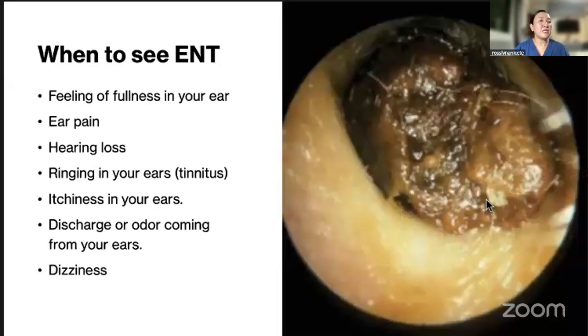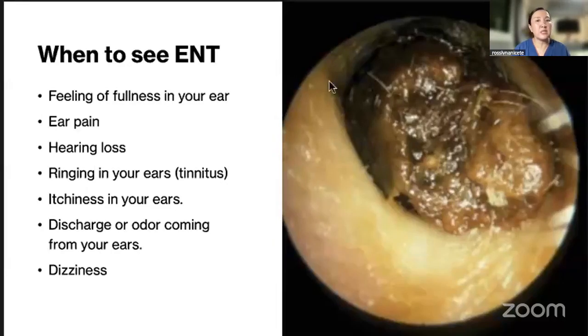So when do you need to see an ENT? If you have a feeling of fullness in your ear, there's ear pain, there's hearing loss, there's ringing in your ear, which we call tinnitus, and then there's severe itchiness in your ears, and there is discharge or odor coming from your ears, and also if you have giddiness or dizziness.